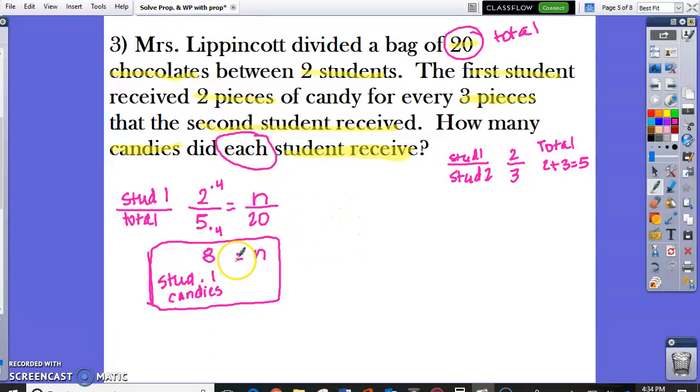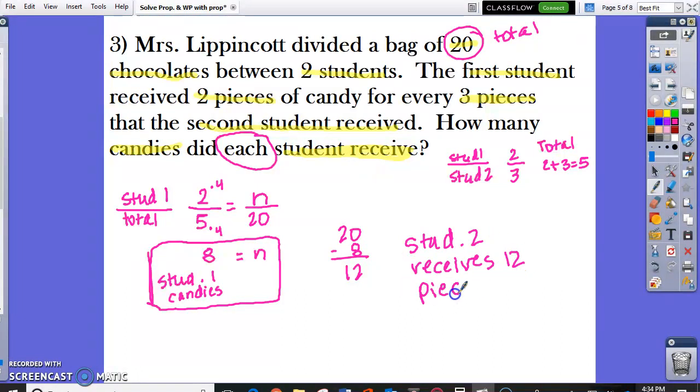So, if student 1 gets 8 pieces, and I have a 20-piece bag, so 20 pieces of candy minus what I gave student 1 will give me student 2. So student 2 receives 12 pieces of candy. And you can just do a quick mental math check here. If this is 8 and this is 12, it does give me a total of 20.